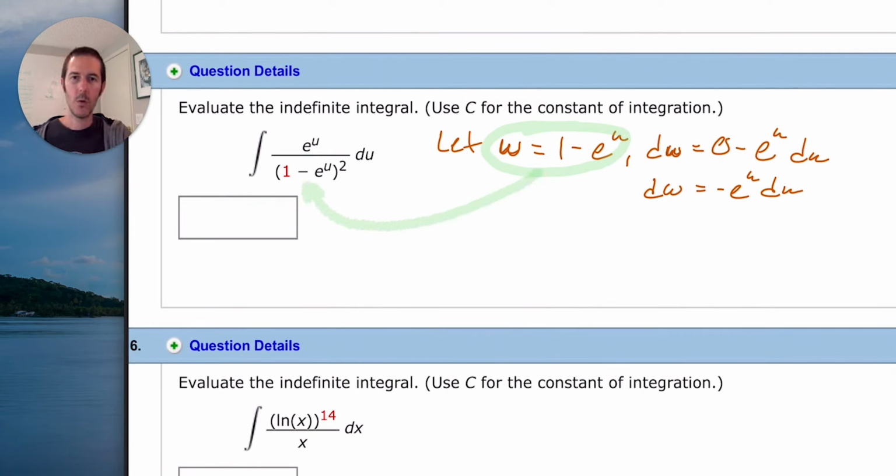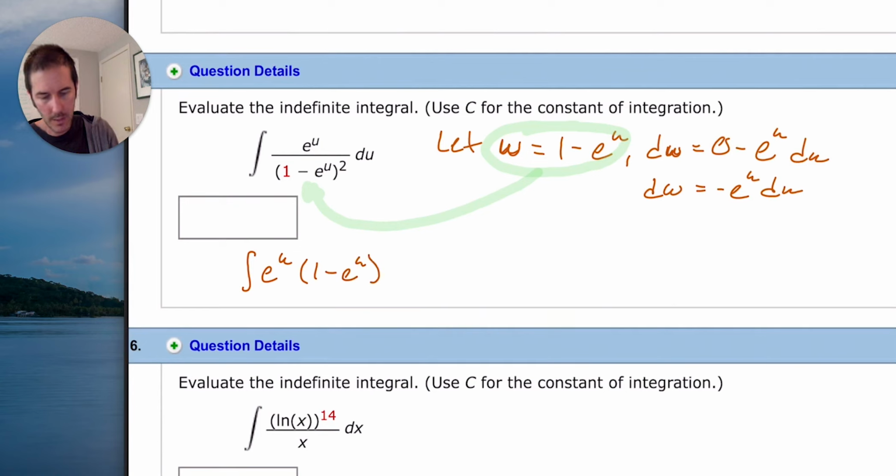It's here, the 1 minus e to the u. What's it inside of? Is it inside of a squaring function? Sort of. I might take a moment and see if it's worth my while to rewrite the original problem as e to the u times, instead of divided by, 1 minus e to the u. I just can't turn that into a u.